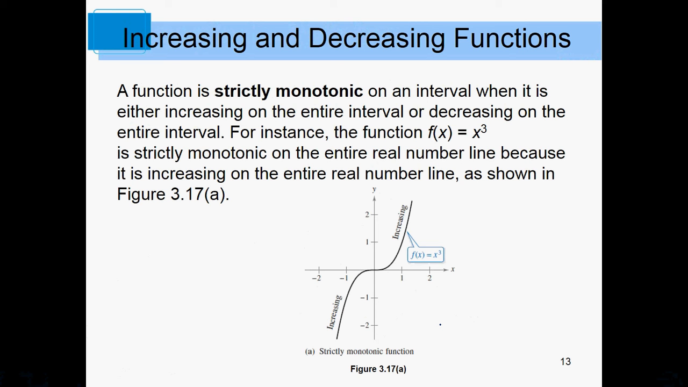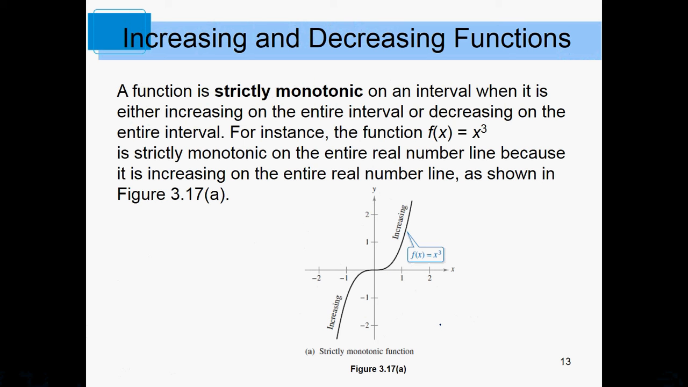A function is strictly monotonic. Monotonic means increasing on the entire number line. Monotonic just means increasing, basically. We're talking about strictly monotonic being when... monotonic means it's either increasing or decreasing from left to right. So it starts here, ends here, it increased, therefore it's monotonically increasing. Strictly monotonic means that it never deviates from that. It's always increasing or always decreasing. I have no turns or anything in the middle.